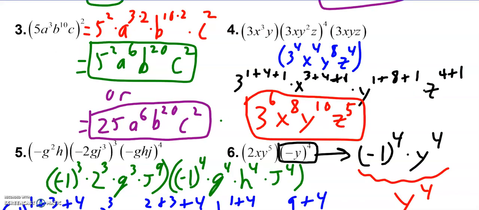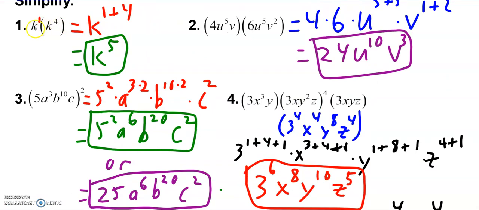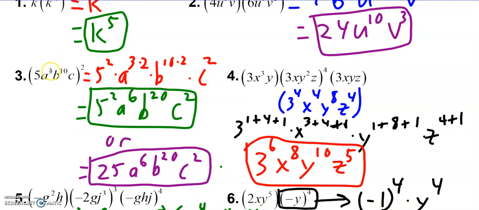Okay, so for number 3 here, we can see that we have 5, a to the 3rd, b to the 10th, c, quantity squared. So now this exponent of 2, because these are all multiplied, gets distributed to each term. And if we recall, our property of exponents tells us that if I have an exponent, so in this case 3, raised to another exponent, so in this case 2, I multiply those. As opposed to up here, if I'm multiplying the bases, then I add the exponents. Here I'm not multiplying any bases, I have an exponent raised to an exponent, so I multiply the exponents.